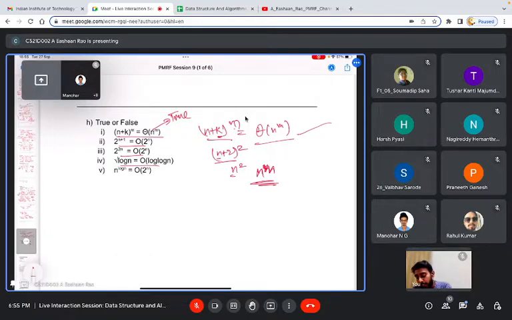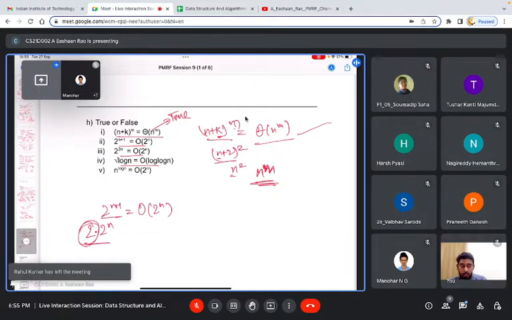Okay, now the second question is 2 raised to n plus 1. It's given as big omega of 2 raised to n. That means for 2 raised to n plus 1, the bound should be 2 to the n. If you expand 2 raised to n plus 1, it becomes 2 times 2 raised to n. Since this coefficient is not of much interest, we can still say that 2 to the n is actually a bound of 2 raised to n plus 1. So this is also true.